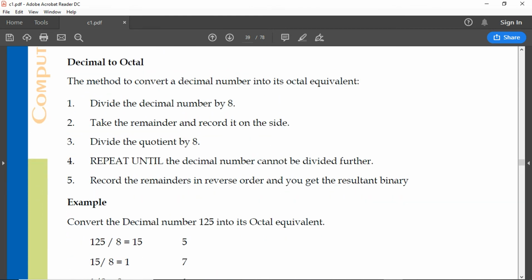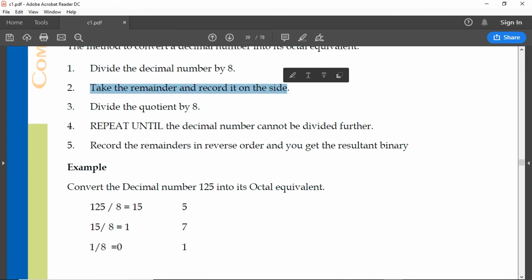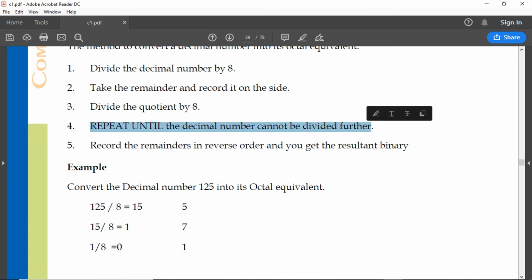The method to convert a decimal number into its octal equivalent. 1. Divide the decimal number by 8. 2. Take the remainder and record it on the side. 3. Divide the quotient by 8. 4. Repeat until the decimal number cannot be divided further. 5. Record the remainders in reverse order and you get the resultant octal number.